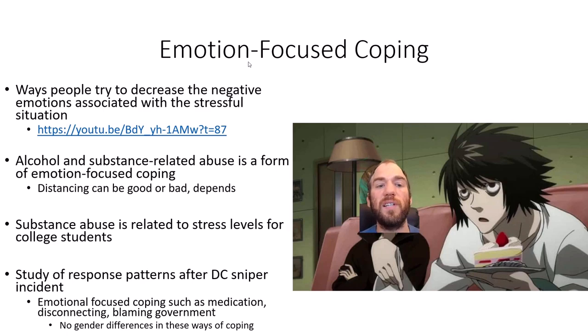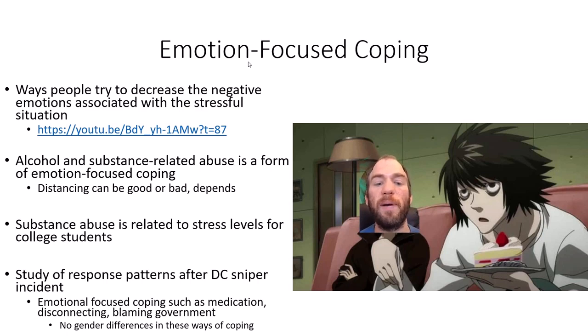The idea here is that you're trying to decrease your negative emotions associated with a stressful situation. You can do this in a variety of ways: taking medication, drinking, drug abuse, smoking weed, whatever. At times, alcohol abuse, for example, can be a negative developmental outcome, a negative way to emotionally cope. Distancing can also be a good or bad thing. Creating distance between you and the stressor can make you isolated, but at the same time, sometimes you just have to get away from a stressor. So it really depends on the circumstances of how positive that emotional coping mechanism is.